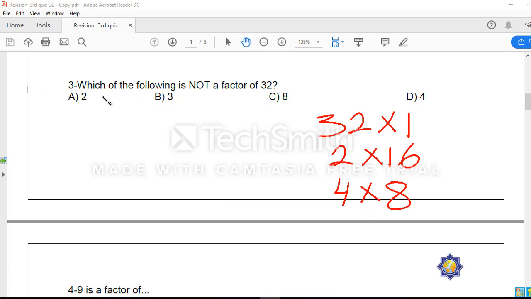So 8 is a factor, so we cannot choose it. 3, is it a factor? We don't have any 3, so this one is not a factor, so we have to choose it. But 8, it's a factor, I will not choose it. 4, it's a factor, I will not choose it.